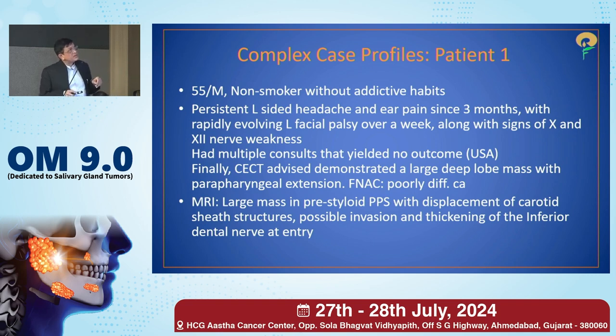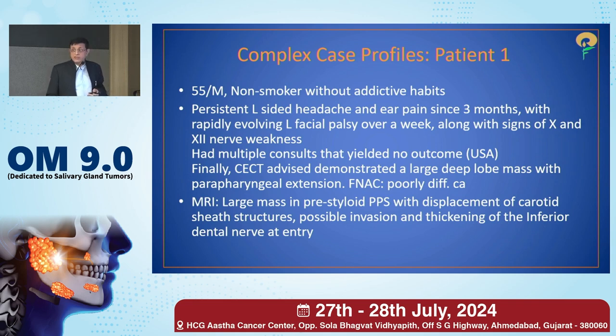He had multiple consults that yielded no outcome except when the CECT was done, and at that point an FNAC was performed which showed a poorly differentiated carcinoma. When he came here and we studied him, the MRI showed a very large mass in the pre-styloid parapharyngeal space with displacement of the carotid sheath structures, possible invasion and thickening of the inferior dental nerve at entry. I had a lot of discussions with the radiologist, and he was very sure that the inferior dental nerve was thickened and that there was no good plane between the tumor and the mandibular ramus.